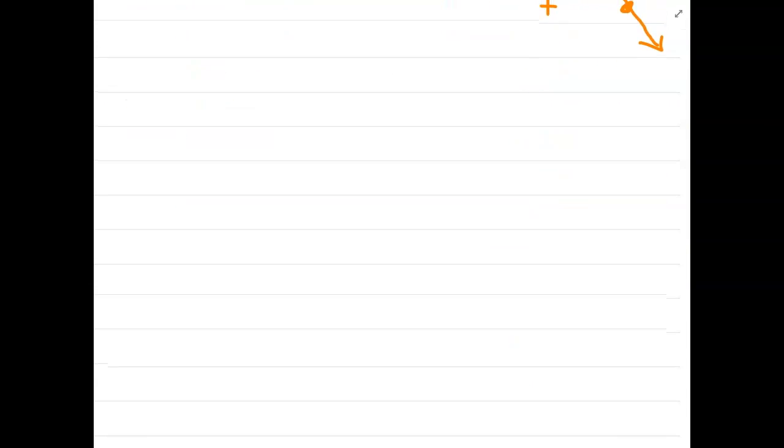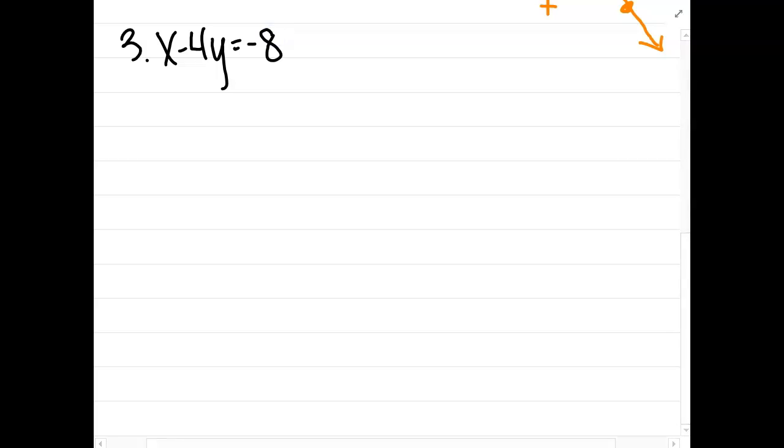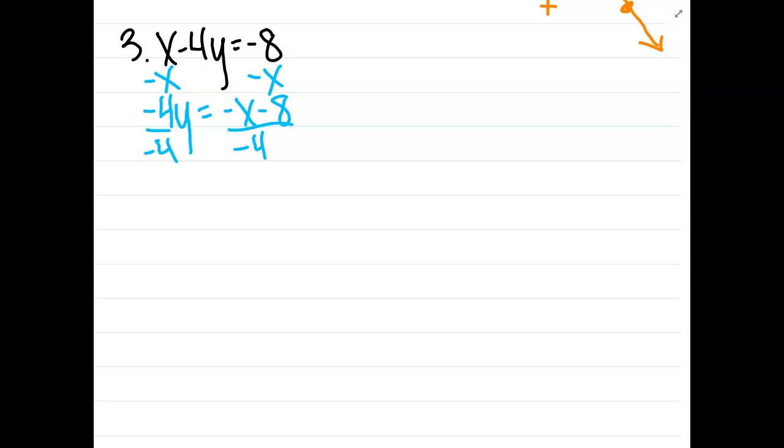Okay, let's try another one. Number 3, x minus 4y equals negative 8. Okay, it absolutely has to be in y equals, so we're going to move our x term. So I'd have negative 4y equals, and then I'm going to do negative x minus 8. Okay, whenever I divide everything by negative 4, we should end up with y equals.